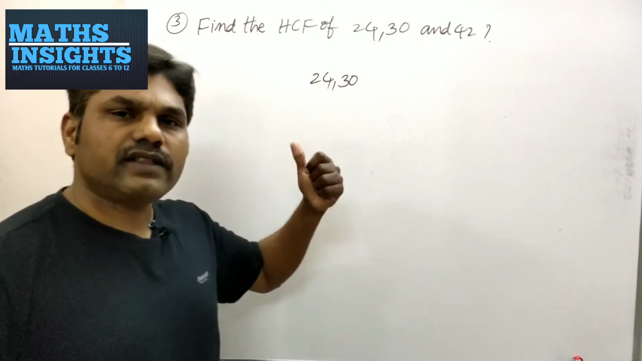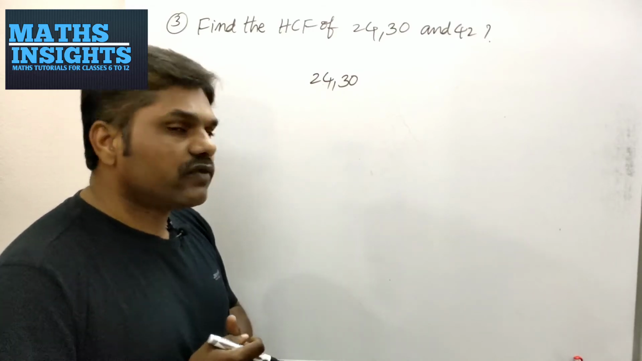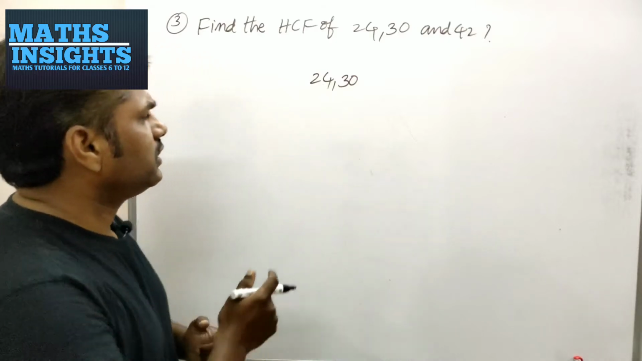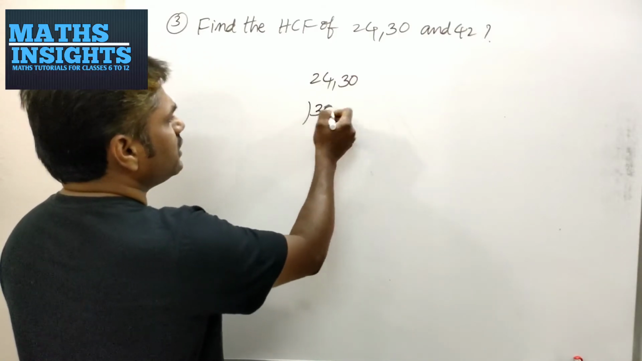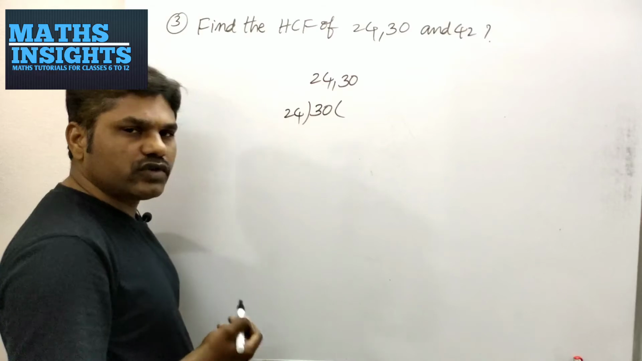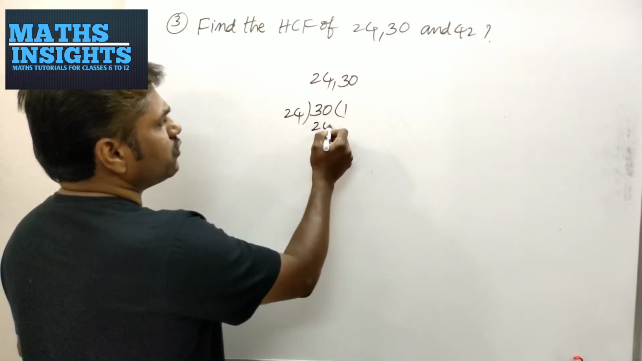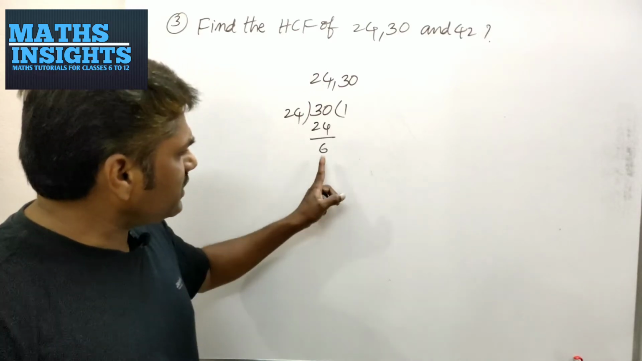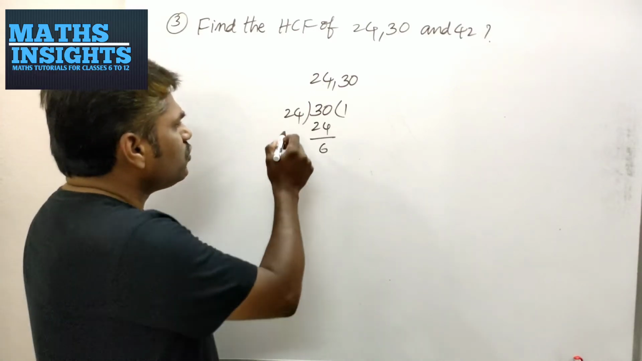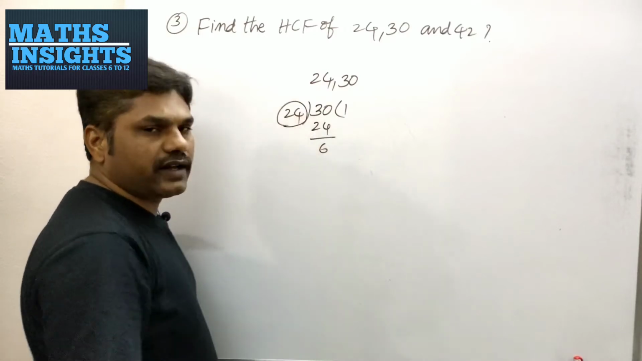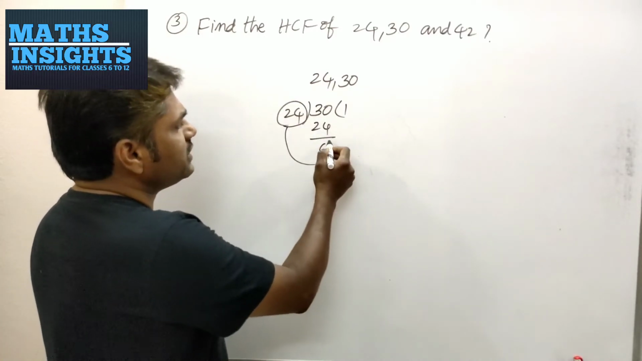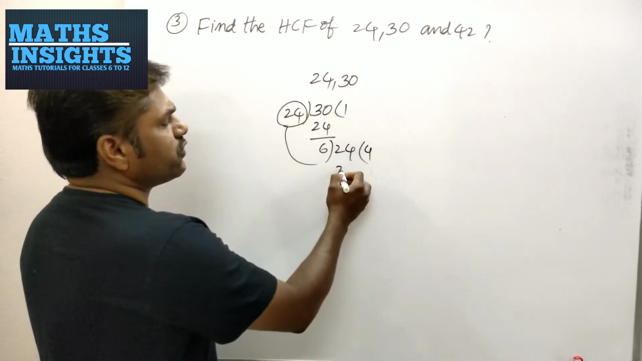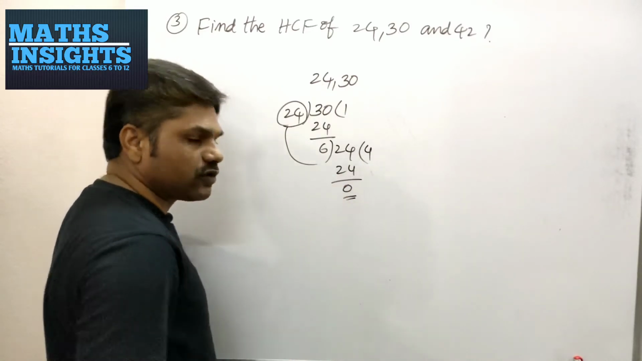After selecting the two numbers, you have to divide the bigger number by the smaller number. See, 30 is the bigger number and 24 is the smaller. You have to divide it. 24 ones are 24. 6 is the remainder. With this remainder, you have to divide this divisor again. You have to write this divisor here. 6 4s are 24. So the remainder is 0.